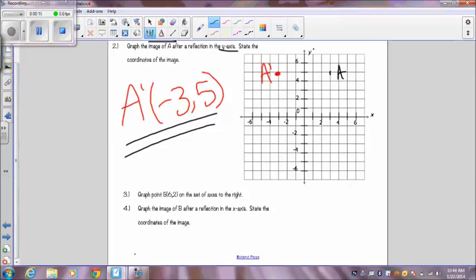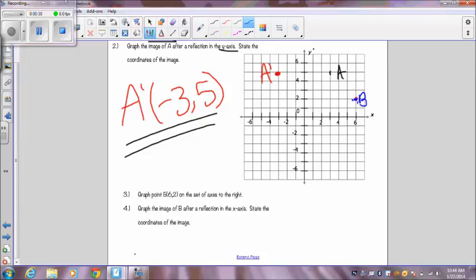Now let's look at question number 3. Number 3 asks you to graph the point B, (6, 2) on the set of axes to the right. So I'm going to do this in a different color. I'm going to go to the right 6 and up 2. This point right here is going to be my B value. Okay, so since this is B, I'm going to put a dot here and I'm going to label it B.